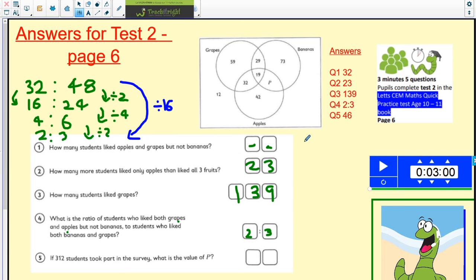So the total is 312. So to that, I'm going to have to take away every value. So I'm going to first off take away 12, 300. Then I'm going to take away, what's a nice big number? Then I'll take away 73. So I take away 73, I end up with 227.